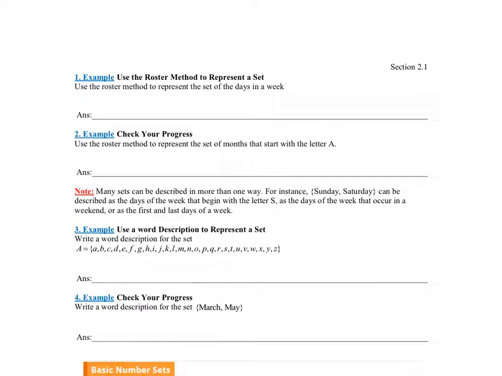Okay, let's look at our first example. It says use the roster method to represent the set of the days in the week. So this is where I'd have the students write the set of the days of the week. And then I would have them try it, and I would see what they did. And I would start something pretty crazy, like I would start on something like this.